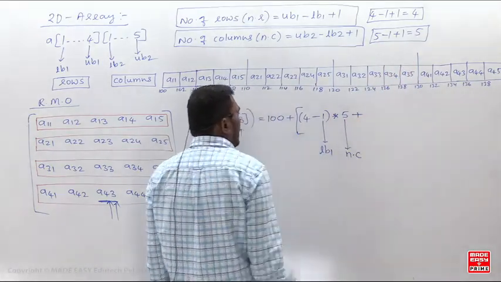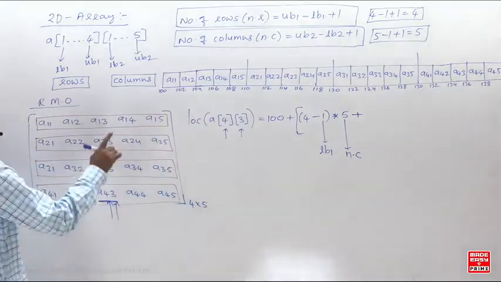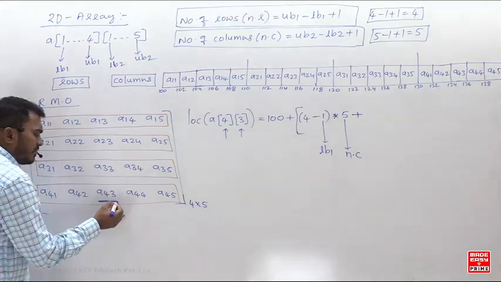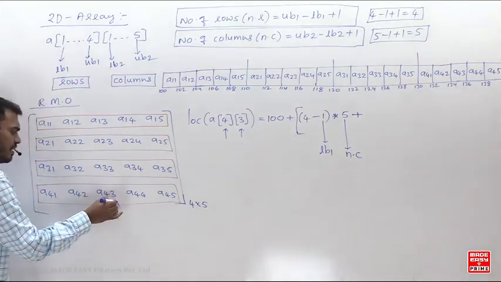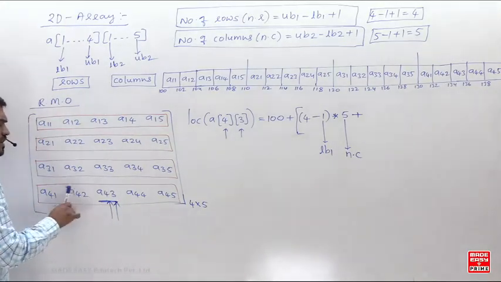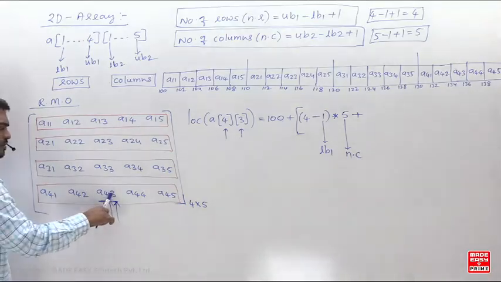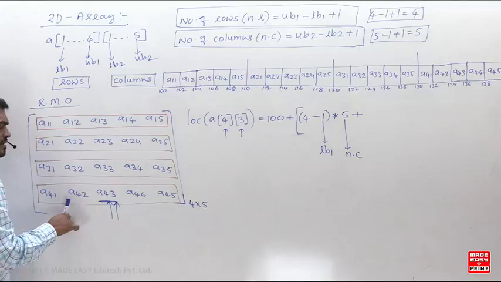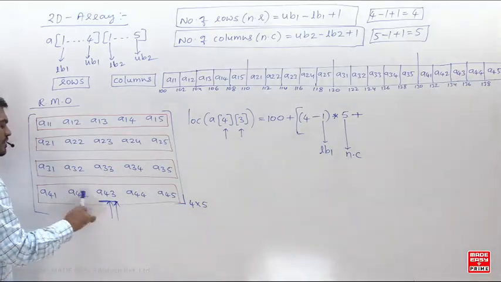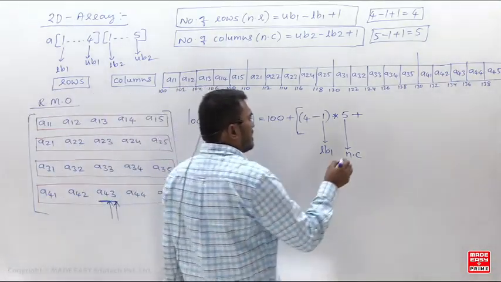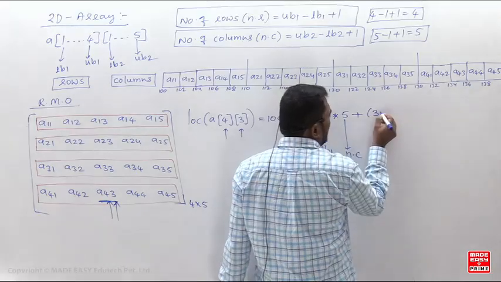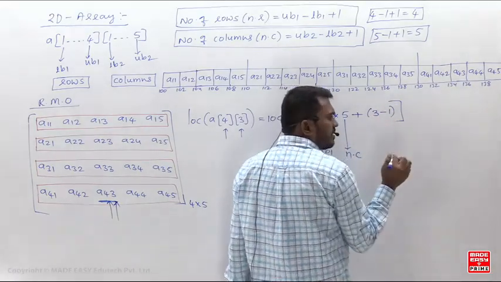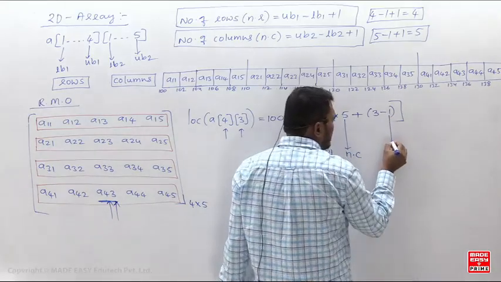So plus. And next, which column do you want to go to? Column number 3. So if you want to go to the third column, the first 2 columns you have to cross. Yes or no? So third column you want to go means 3 minus 1 columns you have to cross. So 3 minus 1 means how many columns? 2 columns.